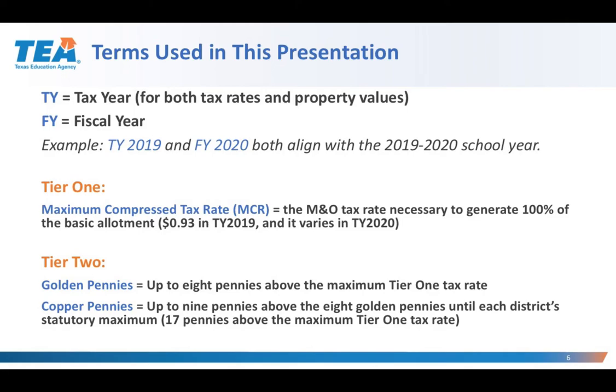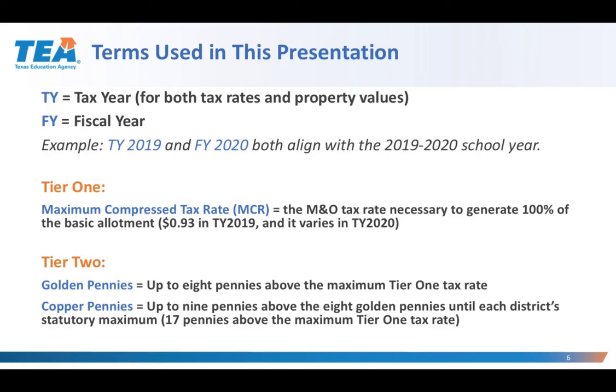Tier 1 is the first tier of the foundation school program, and there is the concept of the maximum compressed tax rate, which is abbreviated to MCR. This is the M&O tax rate necessary to generate 100% of your basic allotment. It's 0.9393 cents is the maximum compressed tax rate in FY 2019 for all districts, and it's going to vary in FY 2020.